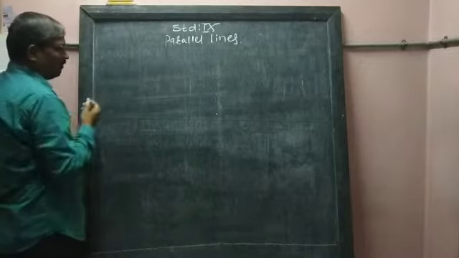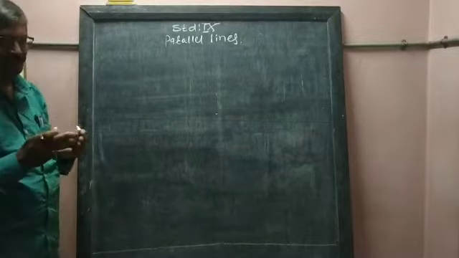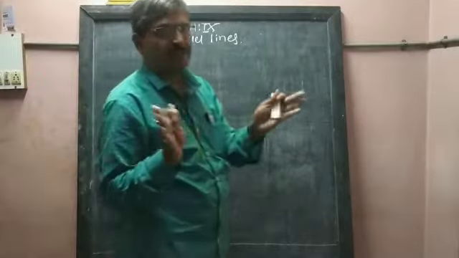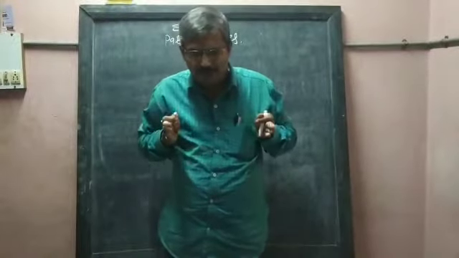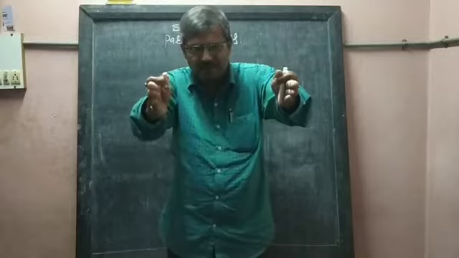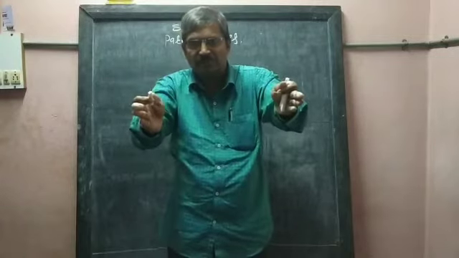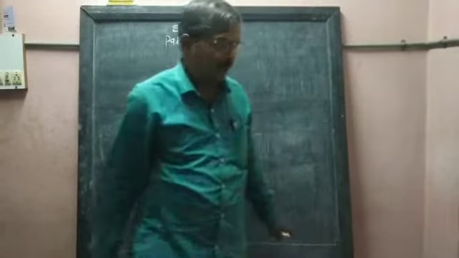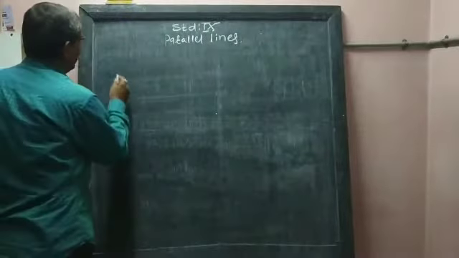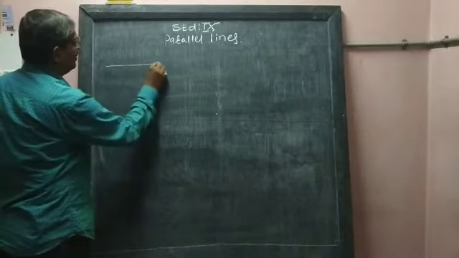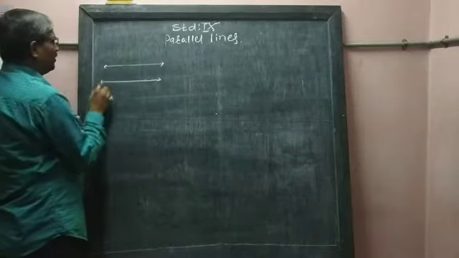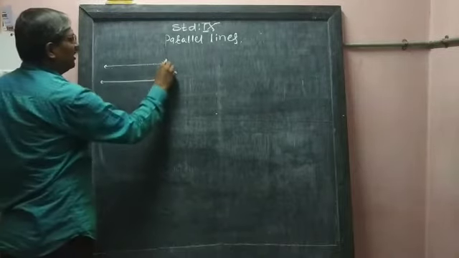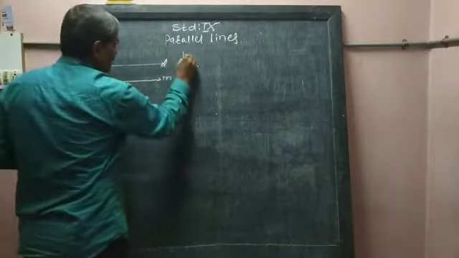Suppose there are parallel lines. What does that mean? Parallel lines are lines that do not intersect each other. They always travel keeping the same distance. Therefore, now I am going to draw two parallel lines here. Parallel lines are lines which do not intersect each other.